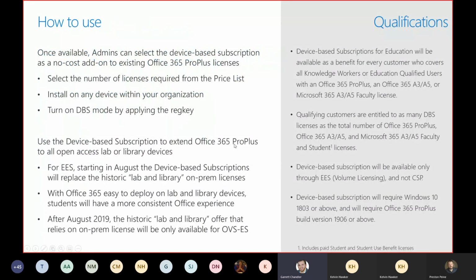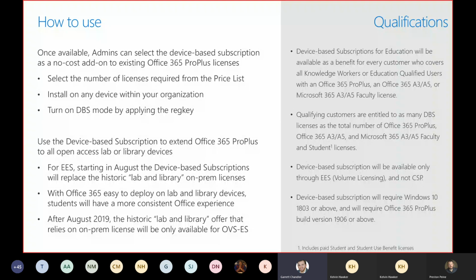Okay, I'm going to progress to the slides here. This is kind of highlighting some of the logistics of DBS altogether. In order to get the Office 365 ProPlus device-based subscription SKU, you will be able to go into your Office 365 admin portal and add that at no cost. And we are highlighting here, we've got to turn on that DBS mode by applying that reg key.